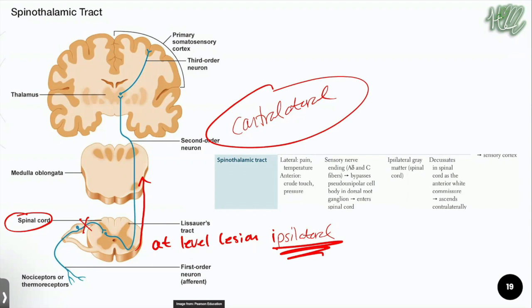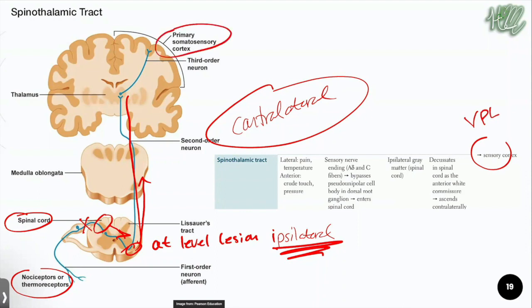So we have our neuron, our nociceptor for pain, or our thermoreceptor for temperature. That's going to synapse in the same spot of our dorsal horn here. And then immediately it's going to decussate. Immediately it's going to go to its white matter tract and then go straight up all the way again to our VPL nucleus. And that's where it's going to arrive at the primary somatosensory cortex as a third order neuron.